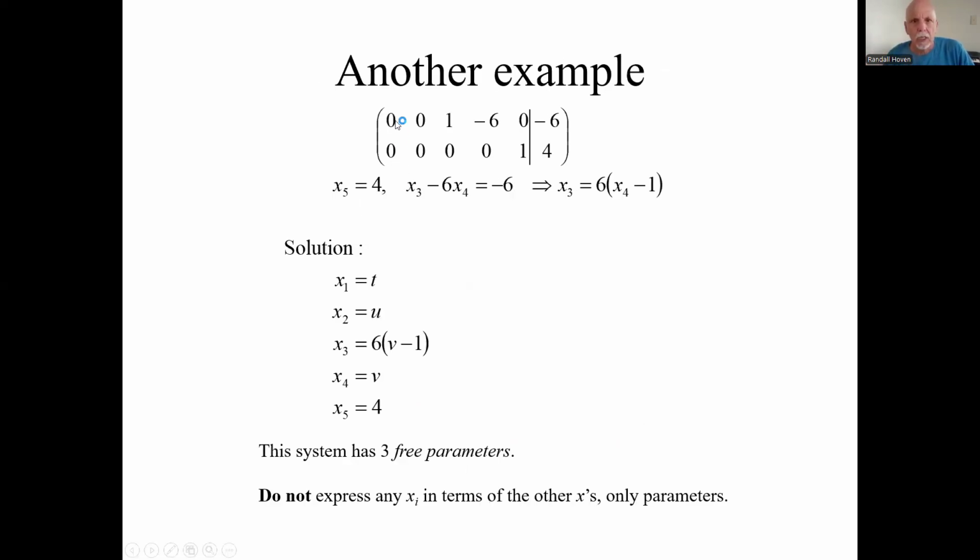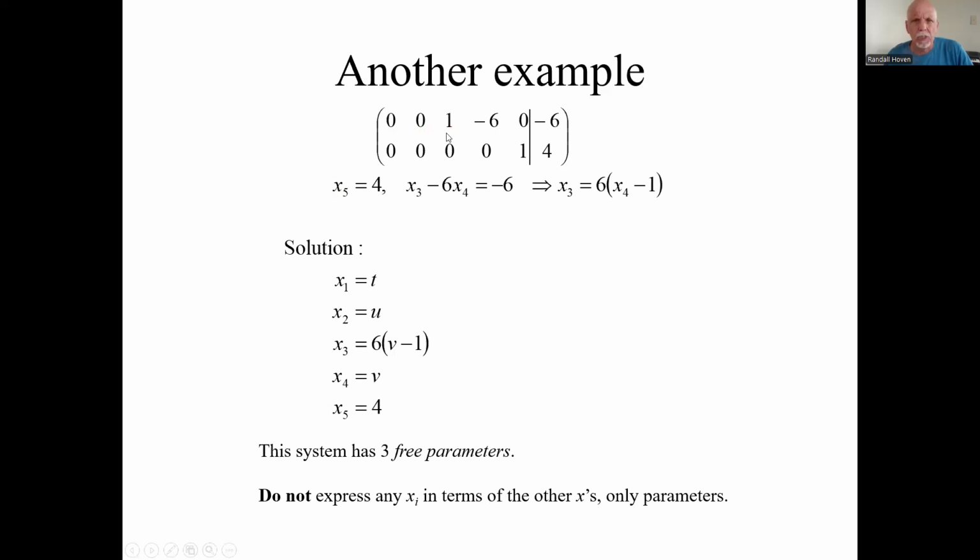What about this one? This is in reduced row echelon form, right? There's no row of all zeros. There's a pivot. There's a pivot. They're both ones. Here's a pivot column, all zeros where it's not a pivot. Here's another pivot column, zeros where it's not a pivot. It's in reduced row echelon form. This one says x, let's see, 1, 2, 3, 4, 5, x5 equals 4.